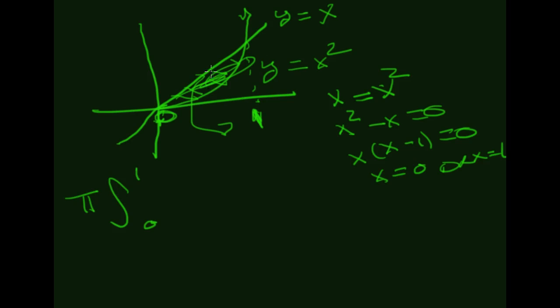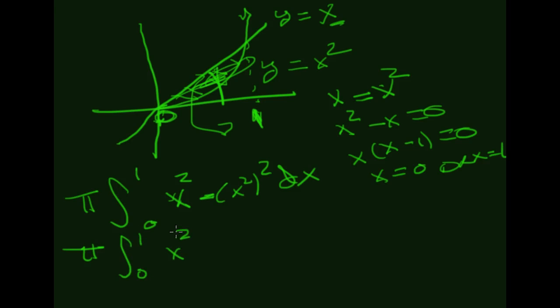So if I'm going to rotate this around the x-axis, I'm going to take pi from 0 to 1 of, let's see, the outer radius is going to be x, so it's just the x, but I got to square that, minus the inner radius, which is x squared squared dx, right? So this is pi from 0 to 1 of x squared minus x to the 4th dx, right?